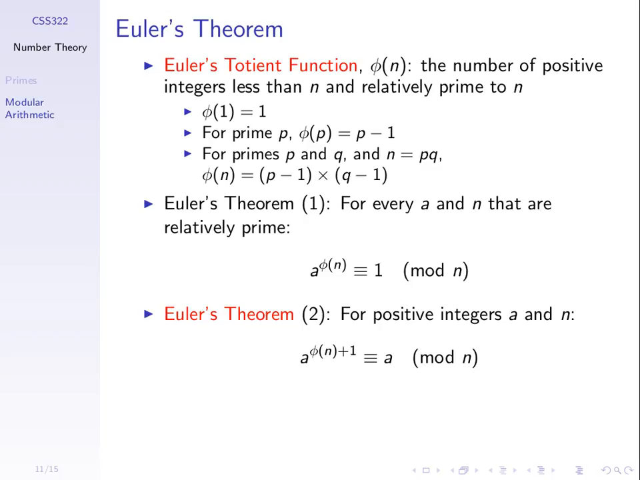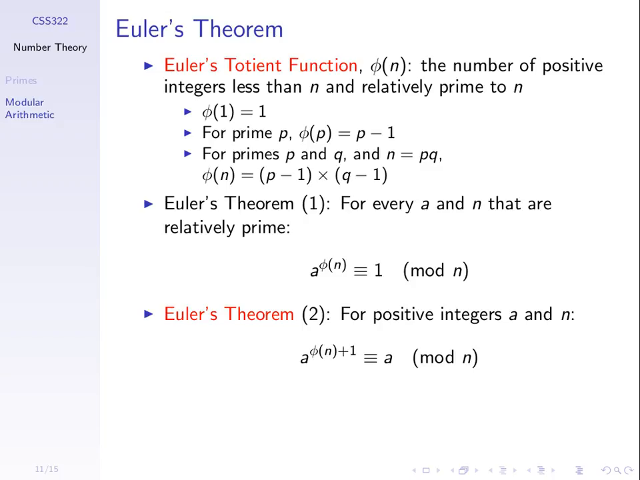And we'll see now another theorem, Euler's theorem, but before that we need to introduce Euler's totient function. Phi of n is the notation. The totient function of some number n returns the count, or the number of positive integers that are less than n and relatively prime with n. Euler's totient function.